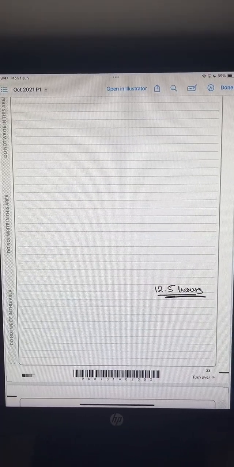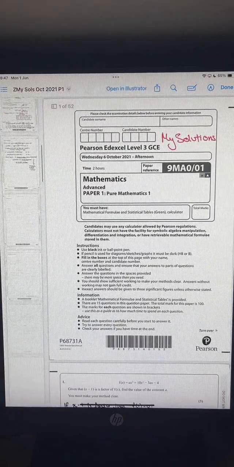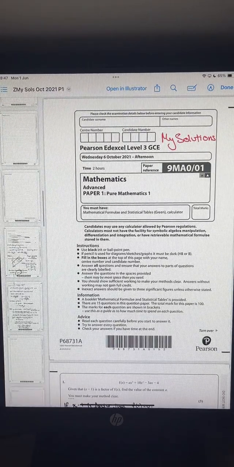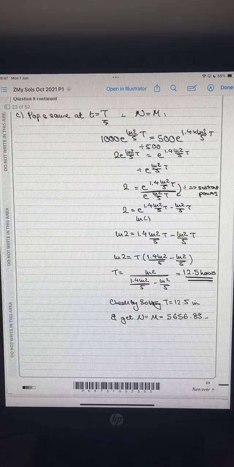And the work has disappeared again. So I'm just going to go into the solution that I made and show you what I wrote. There we go.